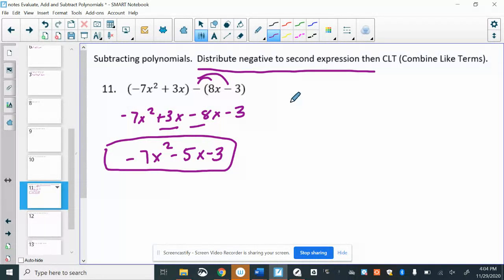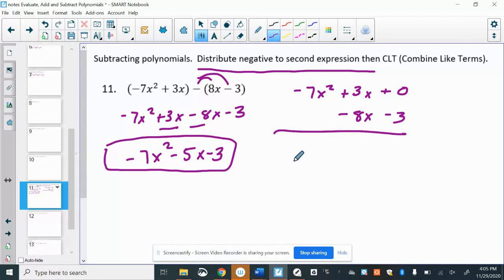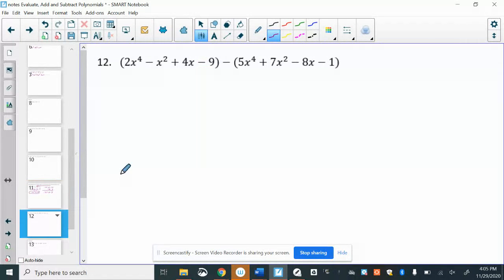You can also do this vertically if you wanted. You could have minus 7x squared plus 3x plus 0, just holding a spot there. And then you could have minus 8x and then a minus 3. Some people like to see it vertically because then it's easy to see exactly what combines with what. Either way, you get the same answer.